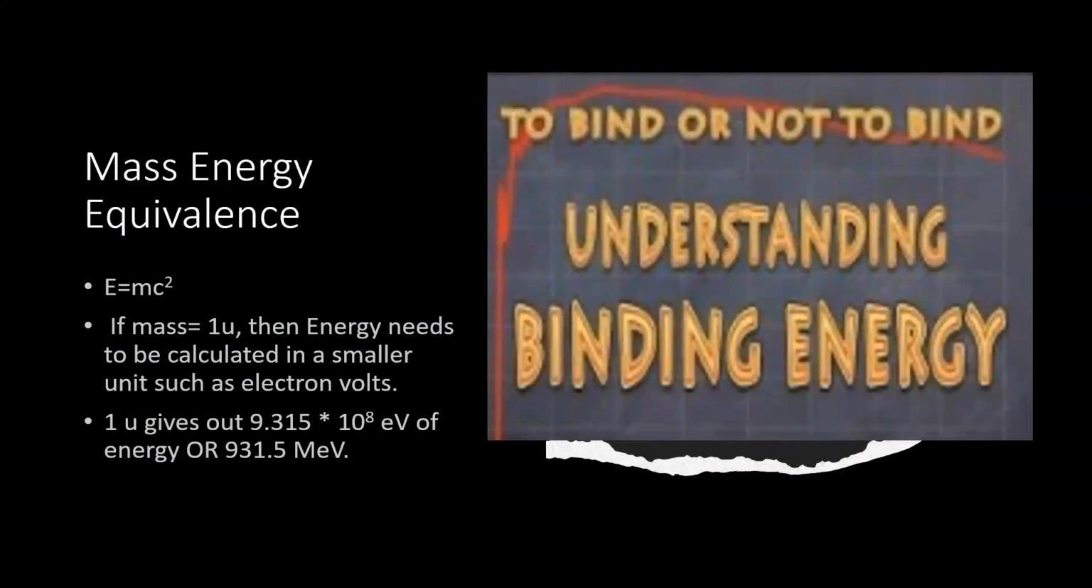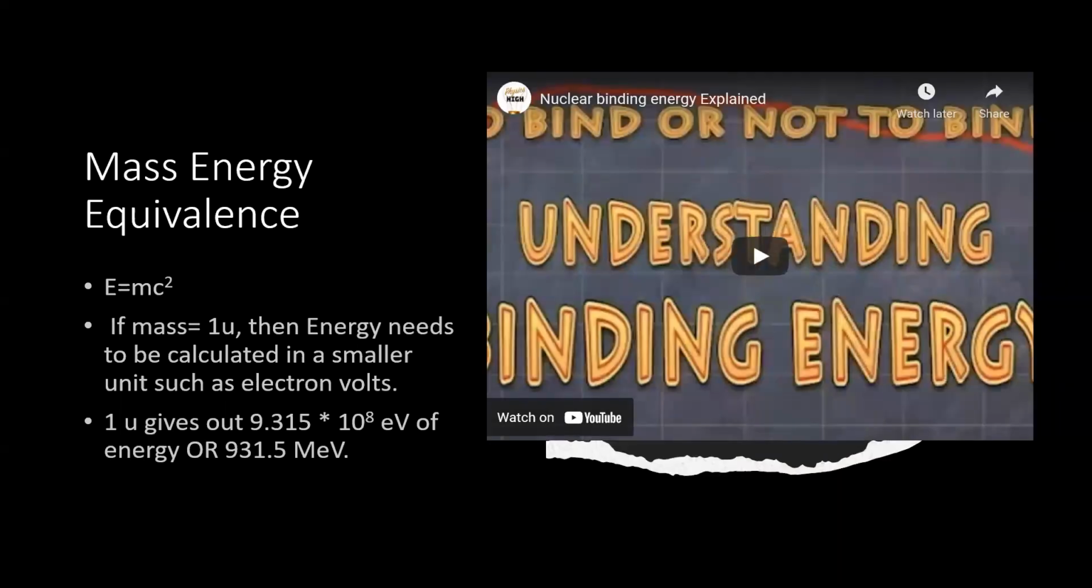Mass energy equivalence. If mass equals 1 U, then energy needs to be calculated in a smaller unit, such as electron volts. Okay, let's have a quick look at this video, which will explain in detail about mass energy equivalence.